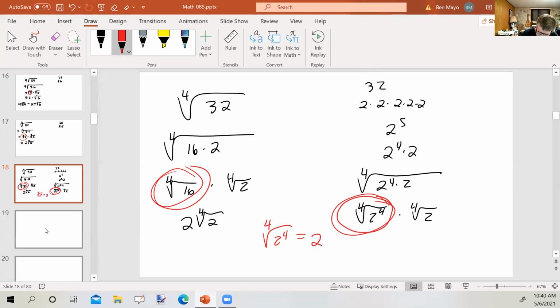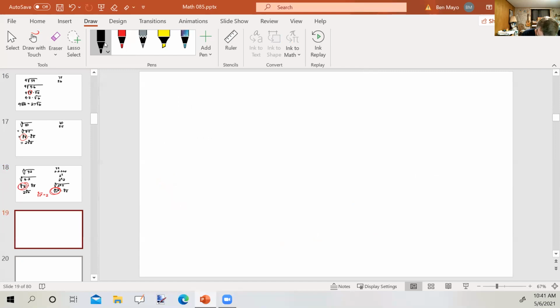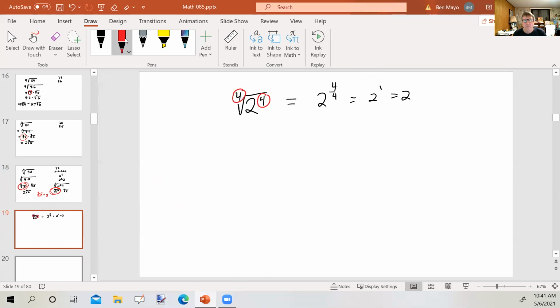Well, for instance, the fourth root of 2 to the fourth power, writing that in exponential form would be 2 to the 4/4, or 2 to the 1 power, or 2. So in other words, when the exponent and the index match, they reduce down to an exponent of 1.